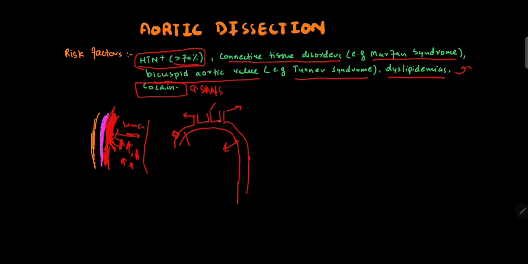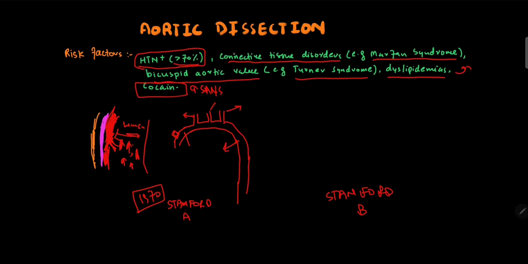So then let's go to the types. Let's first talk about the types. There are 2 types. These are called the Stanford types. In 1970, he classified these dissections: Stanford A and Stanford B. And it's important to know these because the management is different.